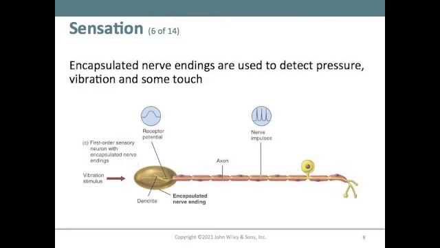Moving on to encapsulated nerve endings, this cartoon is on page 572 and it's still part of figure 16.1. Receptors for other somatic and visceral sensations such as pressure, vibration, and sometimes touch sensations are detected by encapsulated nerve endings.